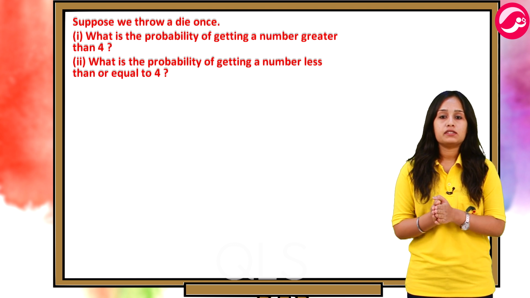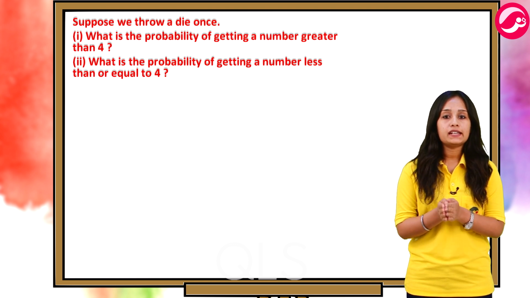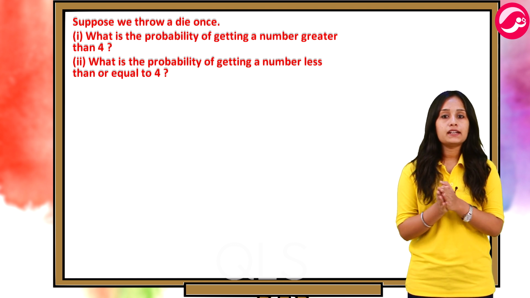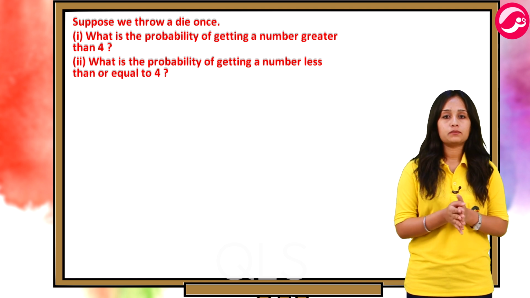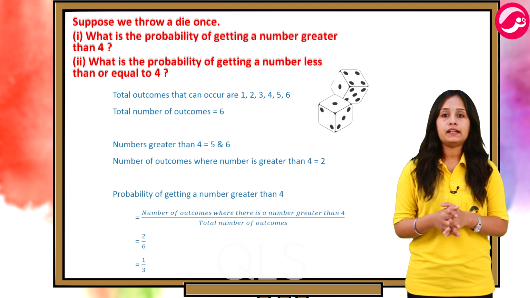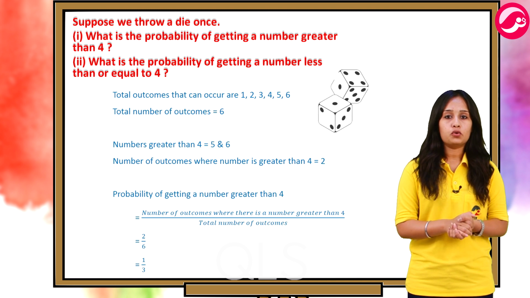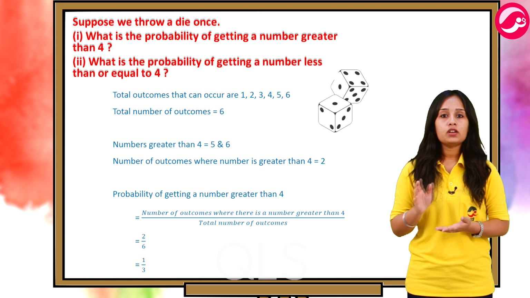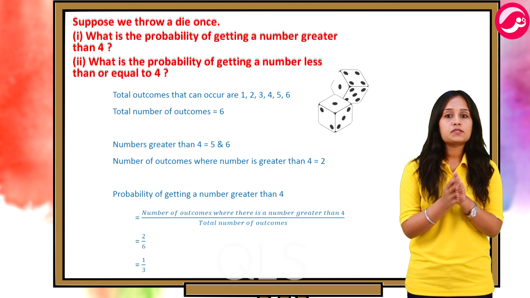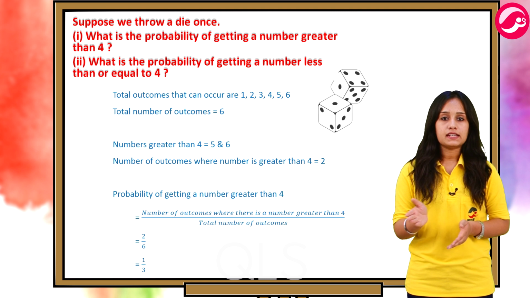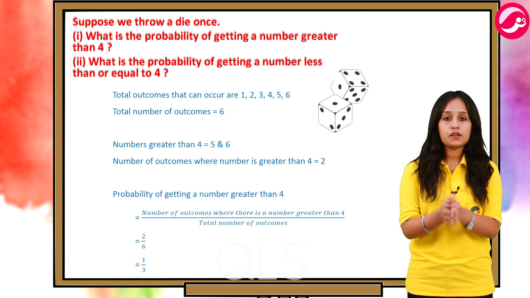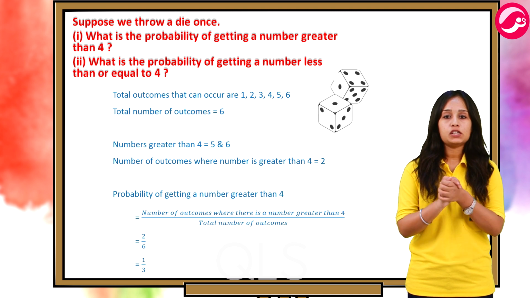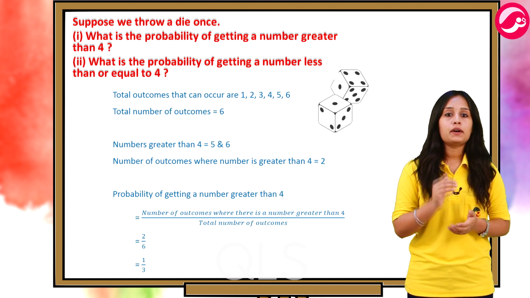Suppose we throw a die once. What is the probability of getting a number greater than 4? And what is the probability of getting a number less than or equal to 4? So here, let E be the event of getting a number greater than 4. The number of possible outcomes is 6: 1, 2, 3, 4, 5 and 6. And the outcomes favorable to E are 5 and 6. Therefore, the number of outcomes favorable to E is 2. P of getting a number greater than 4 is equal to 2 by 6, which is 1 by 3.